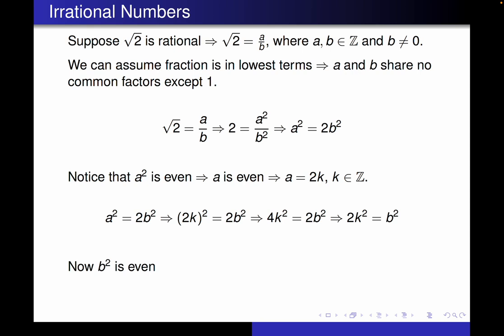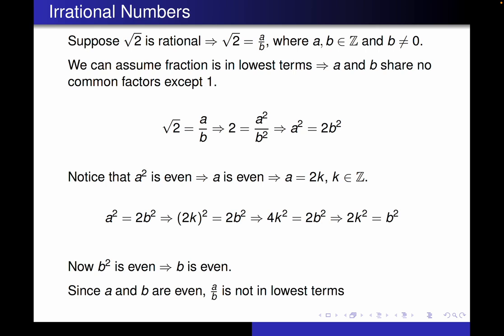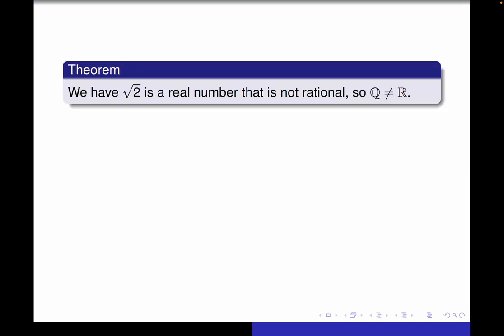And now we can play the same game with b as we played with a. Since b squared is even, that means b is even. But since a and b are both even, that means they have a common factor of 2, which means that the fraction was not in lowest terms. That is a contradiction, which means that the square root of 2, it's a real number, but it is not rational. And that's a comfort because now we know that the rational numbers and the real numbers cannot be the same number system.